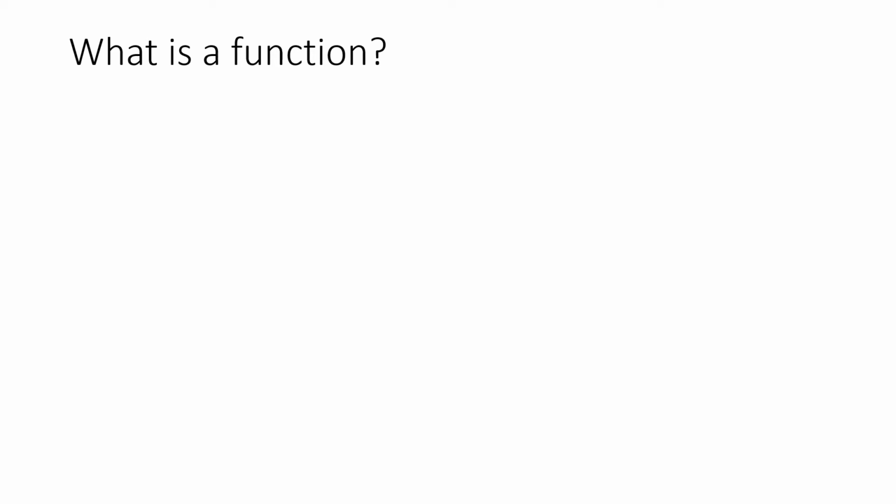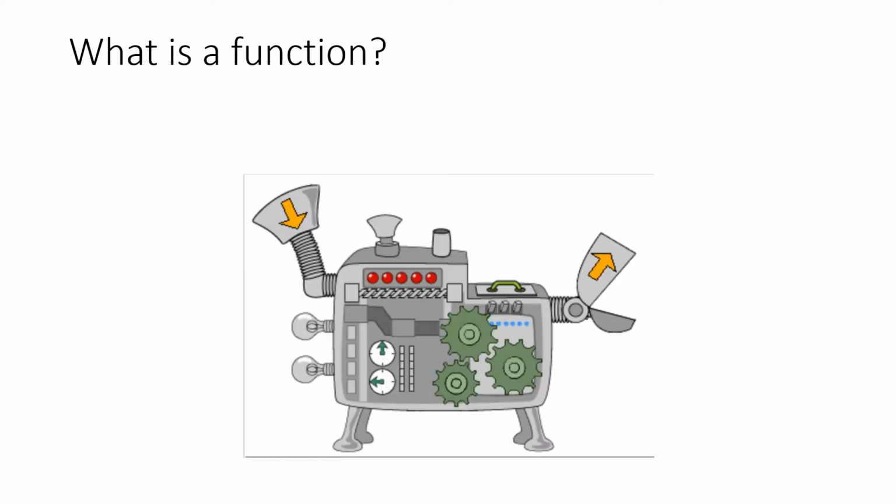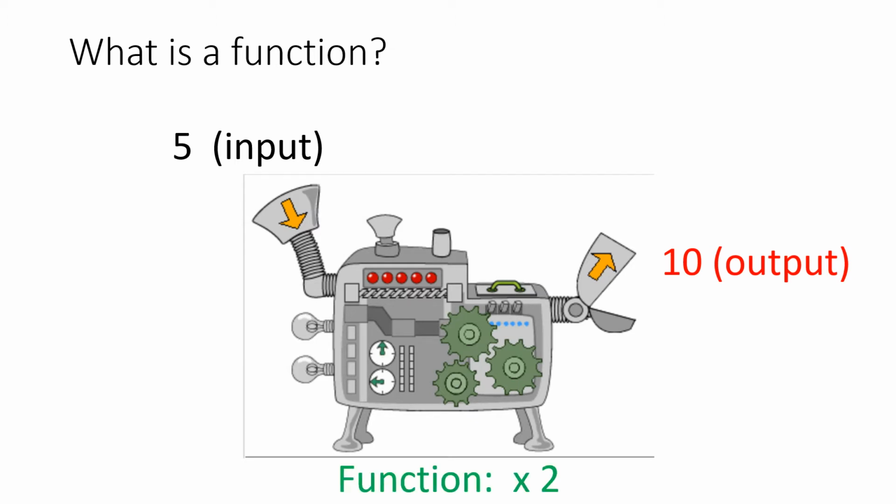So what is a function? Well, a function is something that connects two things together. If we have something like this, which is a function machine, if we have an input of 5, so that's the number that's going into the function machine, and we get 10 out, what could we have done to the 5 to get to 10? Well, we could have multiplied it by 2. 5 multiplied by 2 gives 10, and that is known as our function.